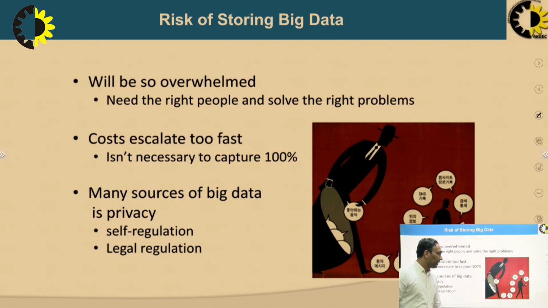So what are the drawbacks of storing big data? To overcome them, we need the right people to solve the right problem. The cost of the persons hired for a specific analysis and of securing the data will be high. Cost escalates too high. Many sources of big data are self-regulated and subject to legal regulation.